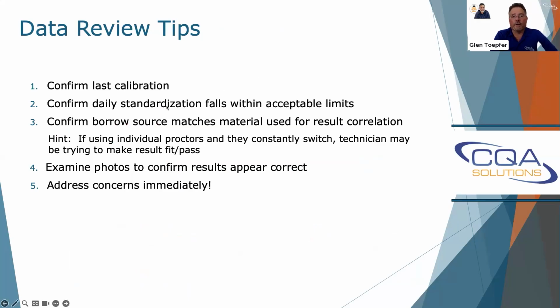calibration. You got to look at the daily standard counts, make sure they're acceptable limits. Confirm the borrow source matches. Is there any correlation needed? If technicians are switching proctors all the time, most of the time that means that they're just trying to make the test fit. Examine your photos. Today you get photos right away pretty quick. It's easy to examine and then address concerns immediately.